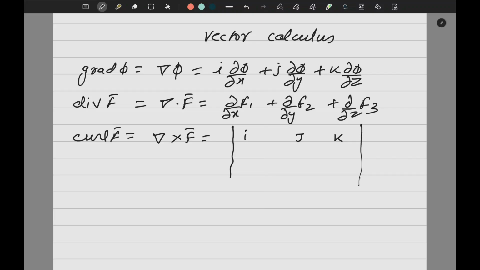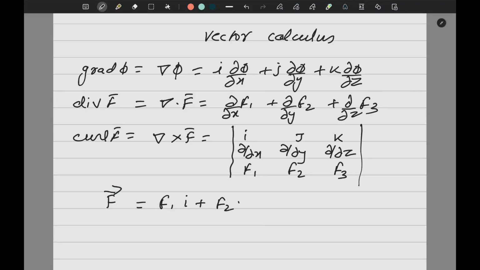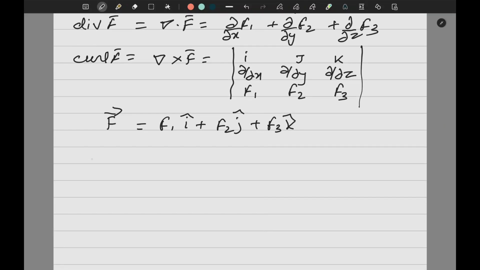Then curl of f bar is equal to del cross f bar, and it is like this: i j k, ∂/∂x, ∂/∂y, ∂/∂z, and here f1, f2, f3, which are the coefficients of i, j, k. So basically this f vector, when I am writing, it is f1 i plus f2 j plus f3 k, right? These are unit vectors along the coordinate axes. Now, what exactly is this R? R is basically the position vector, and it is represented by xi plus yj plus zk.